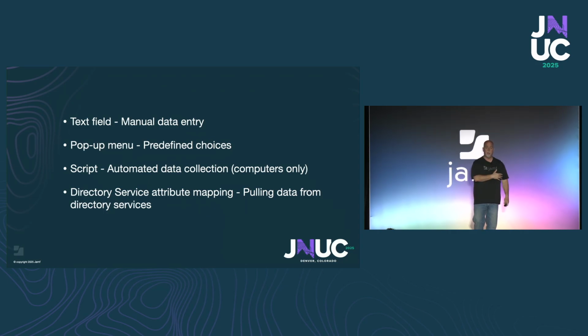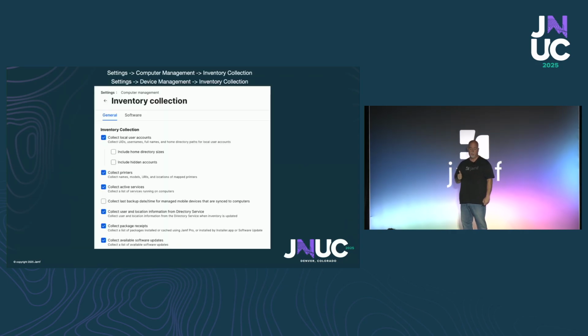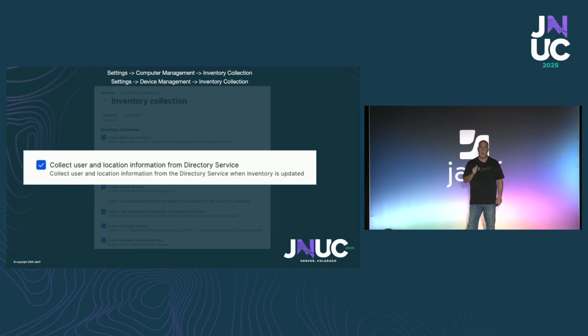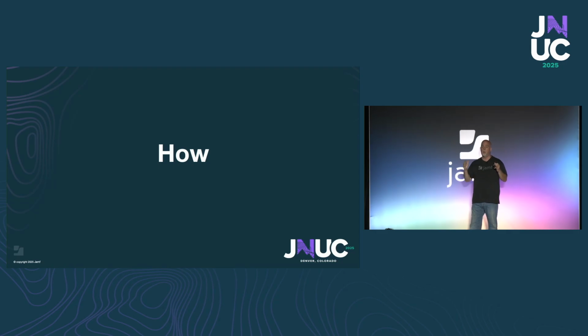Now, for the directory service, you do have to make sure that in your inventory collection preferences for computers and for mobile devices, that you have this checkbox checked. Now, if you're using a directory service and you're pulling in information to the computer record or the mobile device record already for that user and location tab, you've most likely got this checked already, because that's how that gets populated.